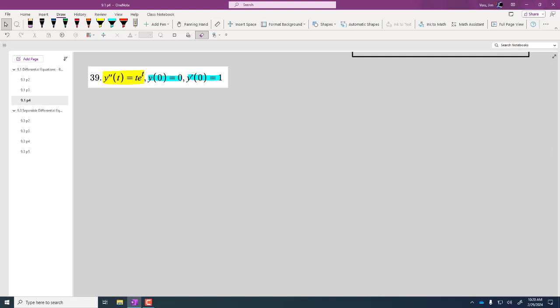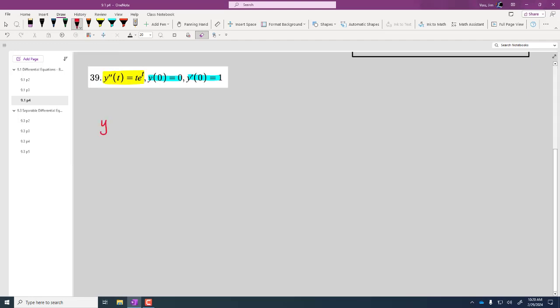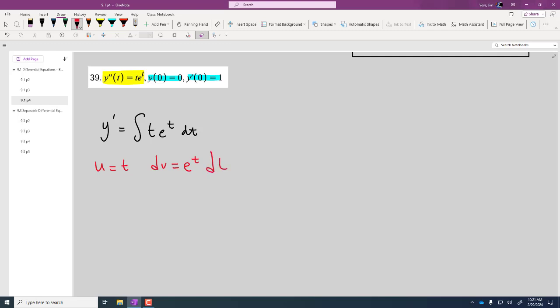Then looking at 0. So 0 is equal to 0 minus 0 plus 2. Wait, no, and that didn't go to 0. e to the 0 goes to 1. So there is your first integration by parts.